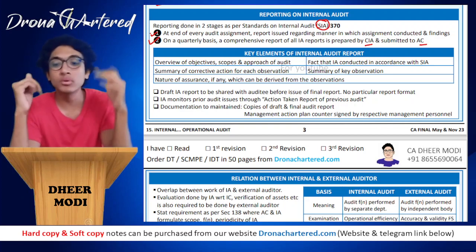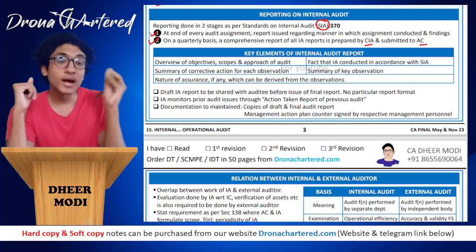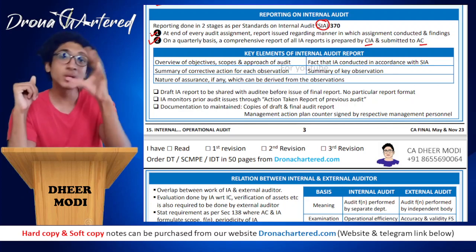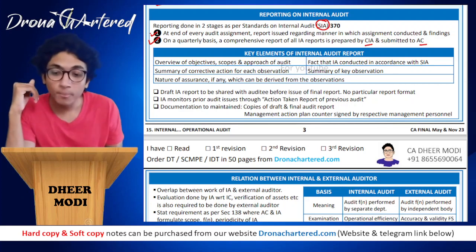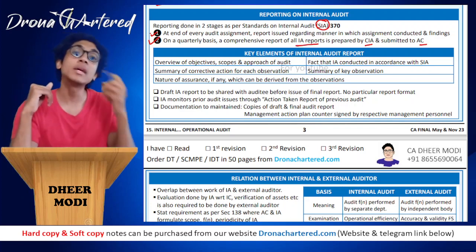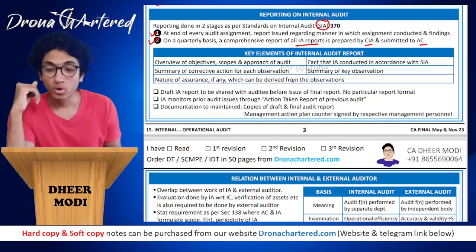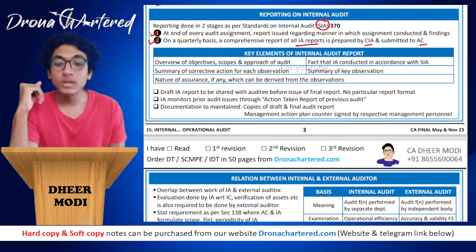Now all of these reports are combined together on a quarterly basis. On a quarterly basis, we will highlight the important points from each report and we will make a separate report. So a comprehensive report on all IA reports is prepared by your CIA, the chief internal auditor, and submitted to the audit committee. Okay. Now next is key elements of your internal audit report.